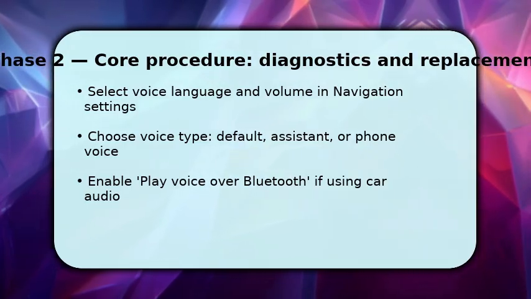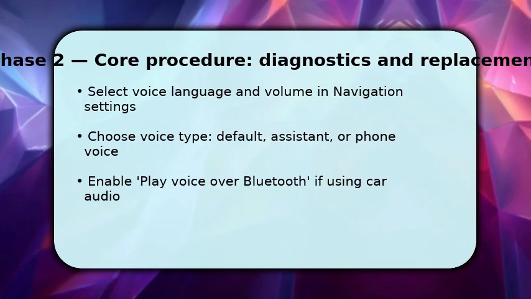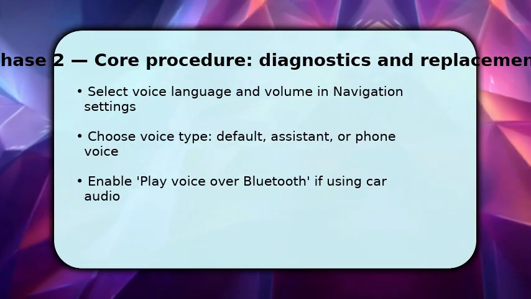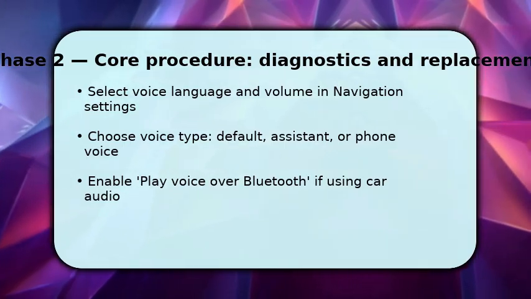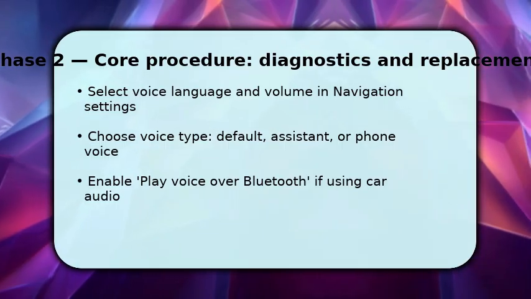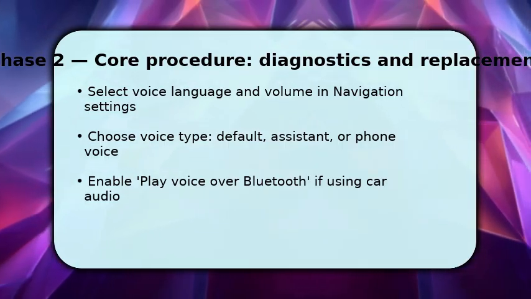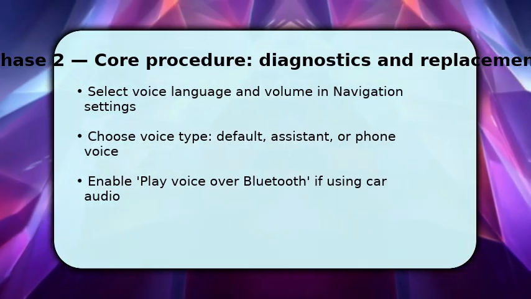If you're connected to a car via Bluetooth, enable Play Voice over Bluetooth so prompts route to the vehicle audio. Also toggle Avoid Tolls or Highways here. Make sure route recalculation is automatic so you won't miss reroutes during traffic.